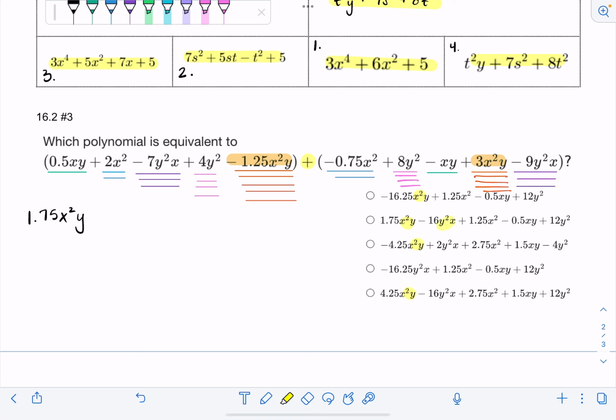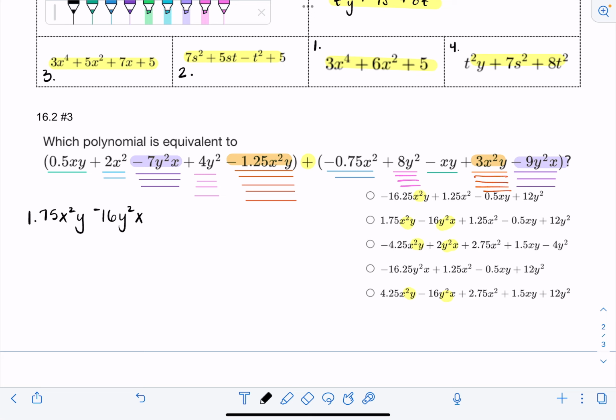Some of them have the y squared x, and then some of them just have x squared, so I think I'm going to go with the y squared x next, which is my purple. So -7 y squared x, and then -9 y squared x, so I have to combine -7 and -9, which if I do -7 plus -9, that's -16, and then y squared x.